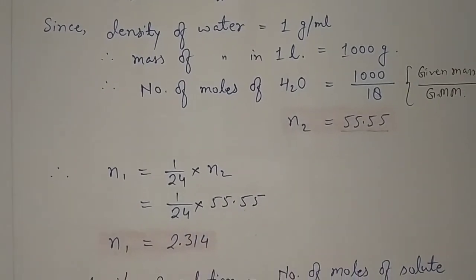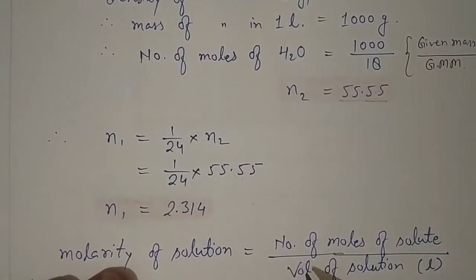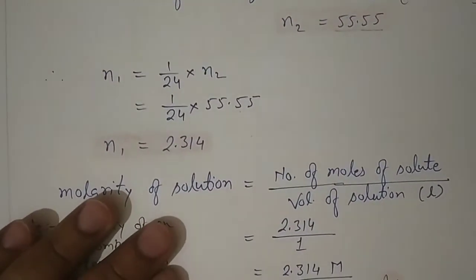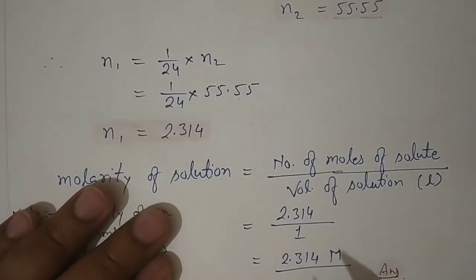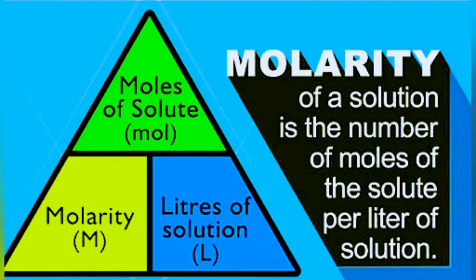Now the molarity which we have to calculate is the molarity of the solution. The formula is number of moles of solute upon volume of the solution in liter. So number of moles is 2.314 upon 1, that is 2.314 M. That is the molarity of this solution. So in this way this question is solved. Diagrammatic representation of molarity: the moles of solute upon liters of solution gives the molarity of the solution.